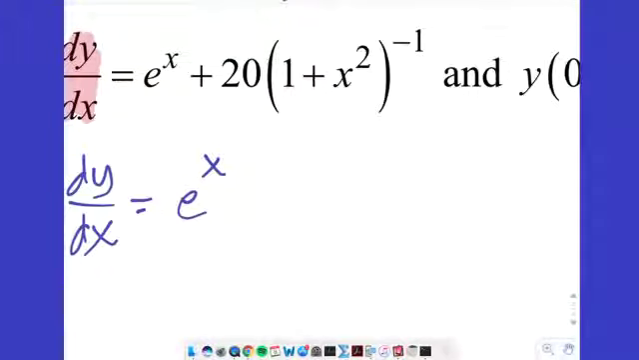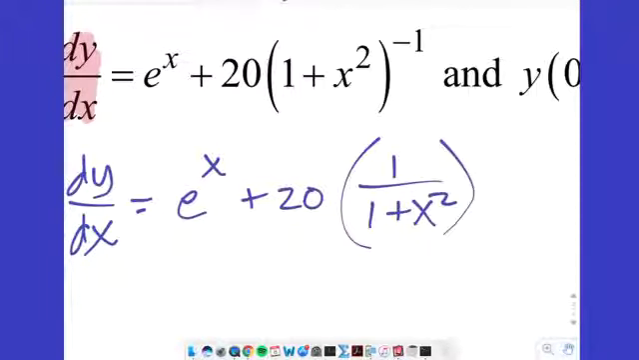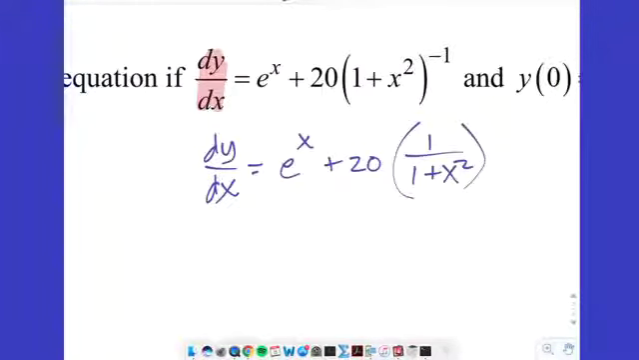Hard labor in Siberia. So I'm going to call this 20 times 1 plus x squared to the negative first, which is 1 over 1 plus x squared. And now you're like, I see that. So even if the 20 were in the numerator, 20 over 1 plus x squared, you could still kick it off to the side. Now I think we've got both of them ready to go.